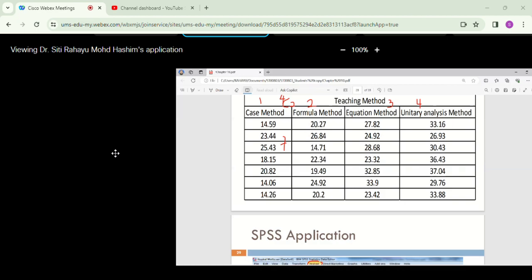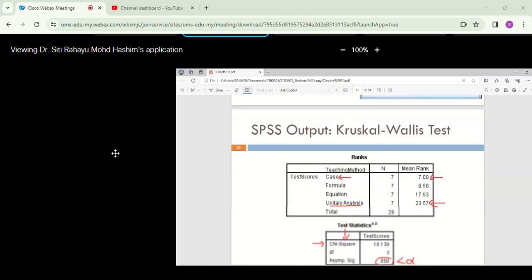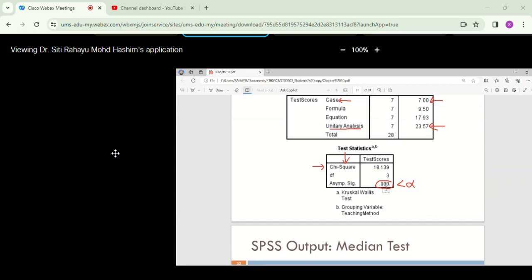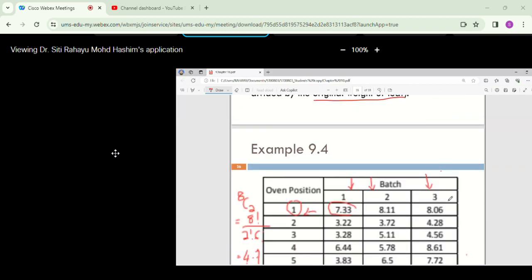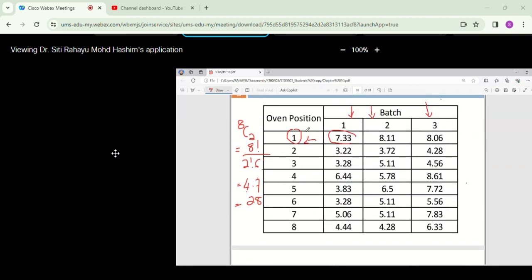differ from which method. Because in the Kruskal-Wallis test, it gives you significant difference, right? So you need to find out which one is actually significantly different from the others. Okay, you need to tell me which one. Okay, same goes for the oven position. Which position actually gives a significant difference in terms of the drip loss? So that is your homework. That is your lab work.